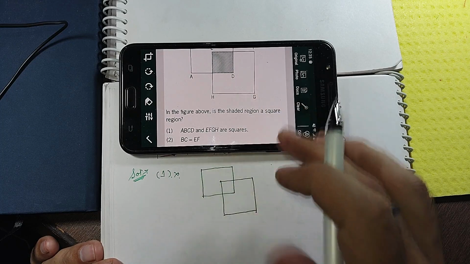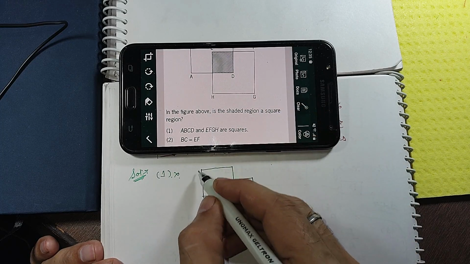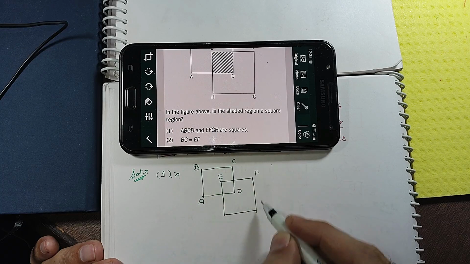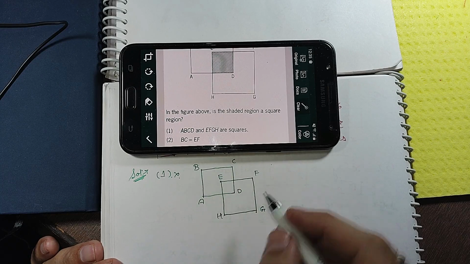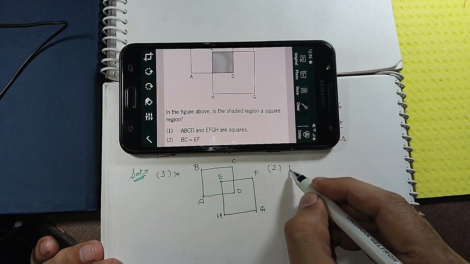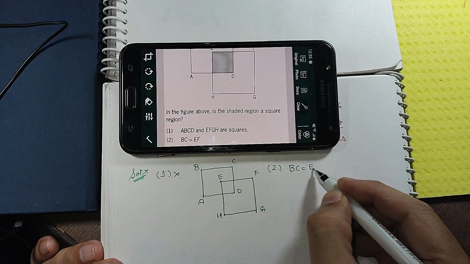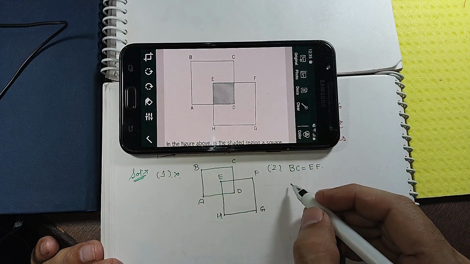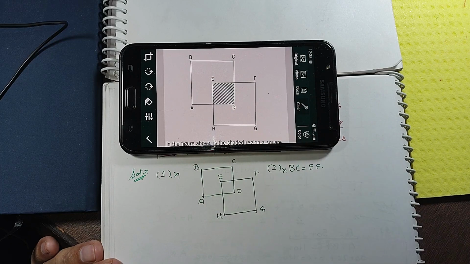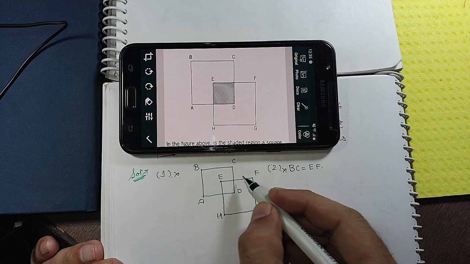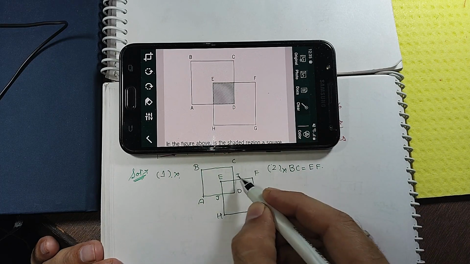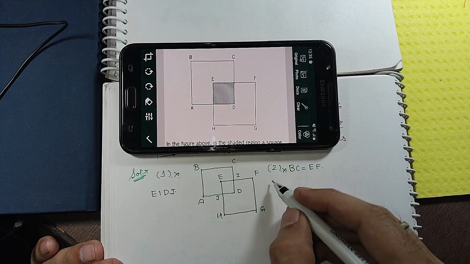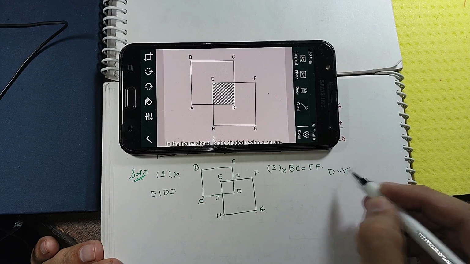Now what does statement 2 say? This is ABCD and this is EFGH. Statement 2 says that BC is equal to EF. So this also doesn't solve our question. Let us suppose this is I and J. We need to find whether EIDJ is a square or not. So this doesn't help either. So option D is also not our answer.